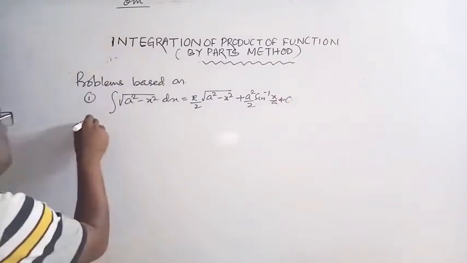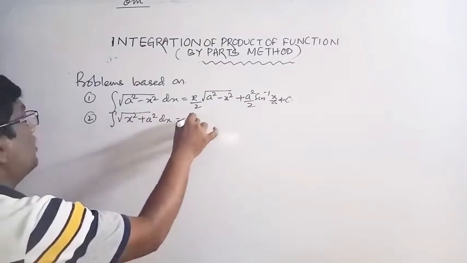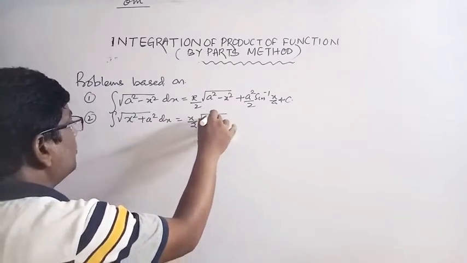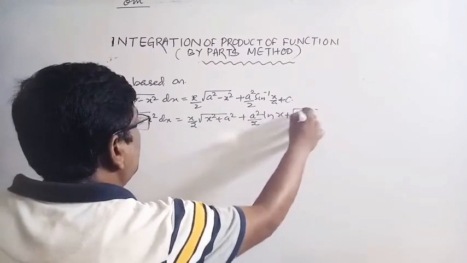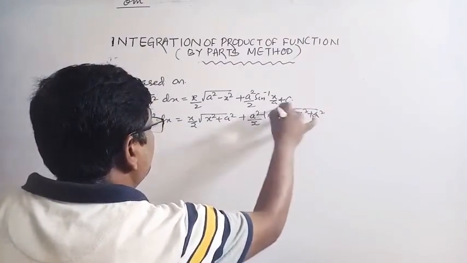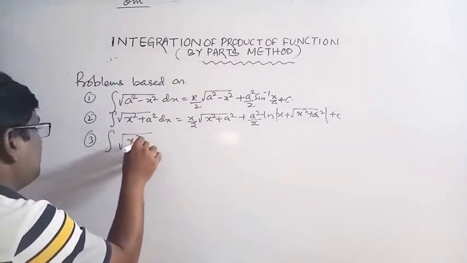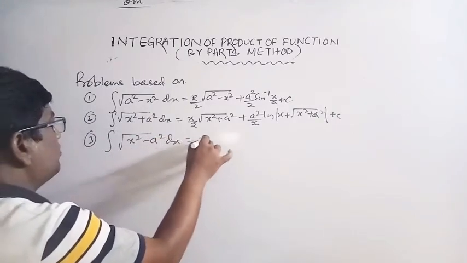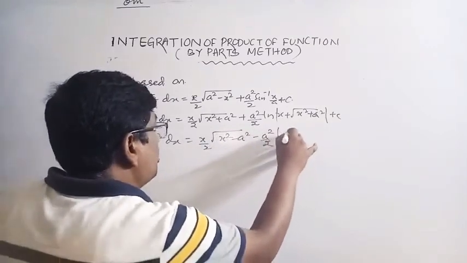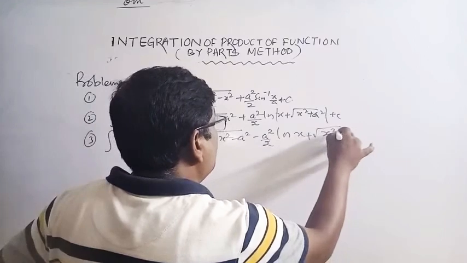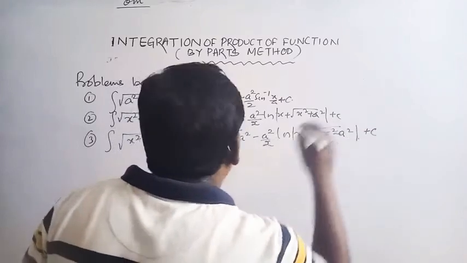c. And number 2: integration root over x square plus a square dx is equal to x by 2 root over x square plus a square by 2 log of x plus root over x square plus a square plus c. And third one: integration root over x square minus a square dx is equal to x by 2 root over x square minus a square by 2 log x plus root over x square minus a square. These are the 3 formulas of the by parts method.